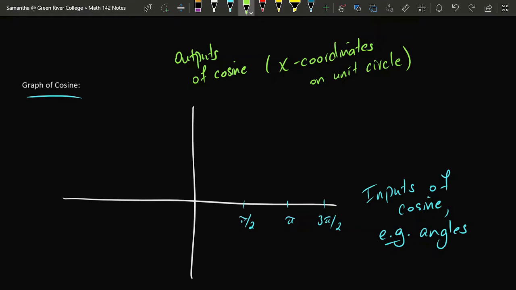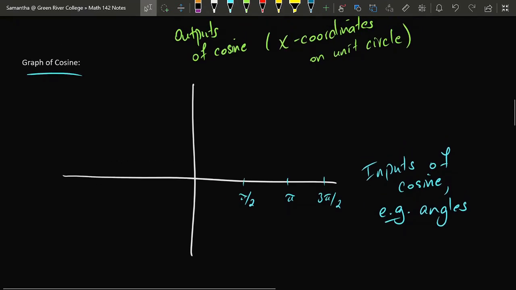So the horizontal axis is an angle. The horizontal axis might be appropriately labeled by theta or alpha. In the graph of cosine, the output is the x-coordinate on the unit circle, and that is what is being shown vertically. So one point that would be on the graph of cosine is the point (0, 1).